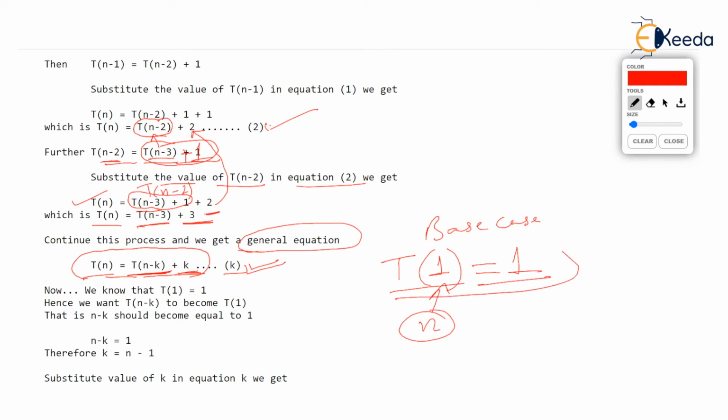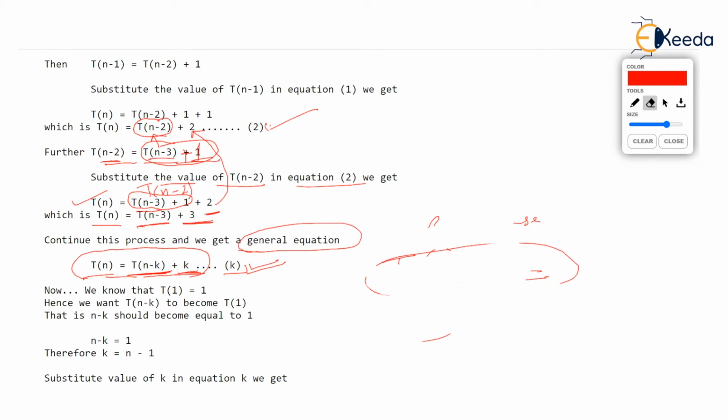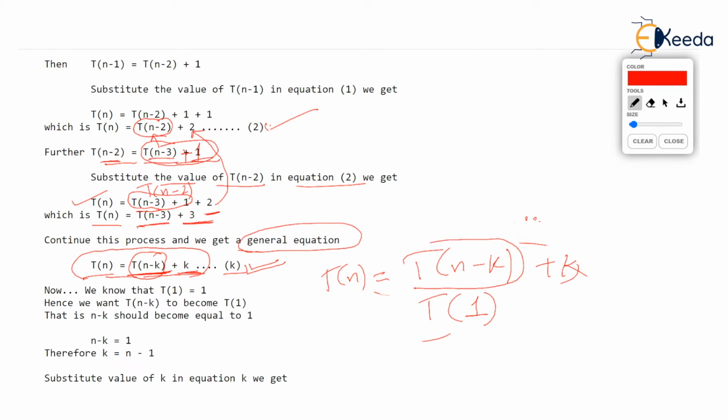Now, how do you achieve this? Now you watch this. In the last equation, equation number k, we got the right hand side as T(n minus k) plus k. This was Tn. Now somehow, we want this term to become T1.